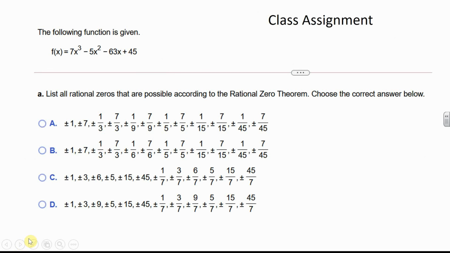Let's keep digging. All right. So let's see. Do that one. Let's see what you come up with for this one.